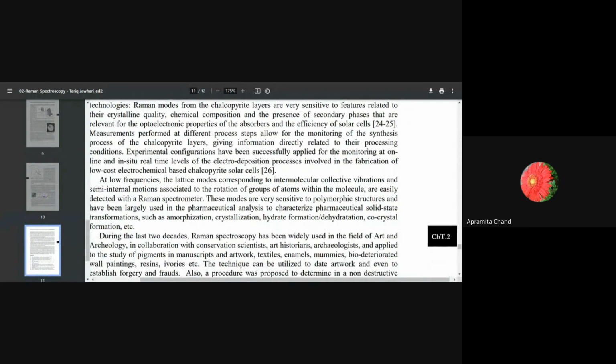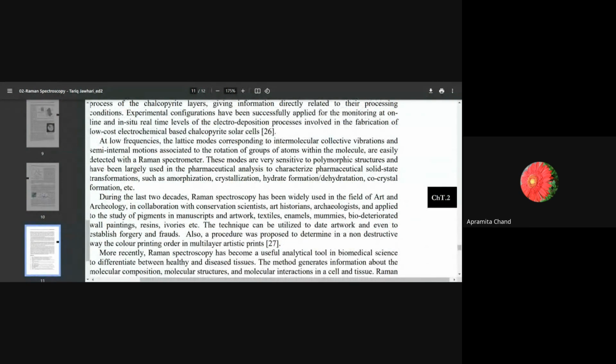So many different kinds of Raman spectra are also used for students of art and archaeology. So if you have any kind of manuscript or textile, even the mummies that are there, resin kind of artwork, ivory, wall painting, Raman spectra can be used to date those artworks and also to establish forgery and frauds. Okay, so in a non-destructive way, you can find out whether the artwork is original or not. So they are used by archaeologists, art historians, and conservation scientists as well.